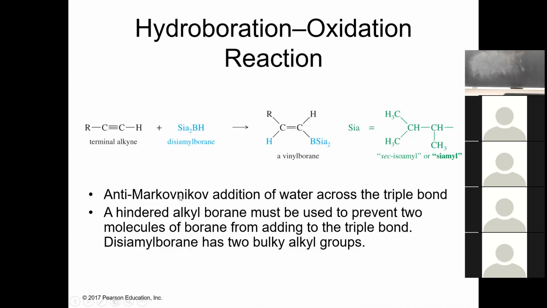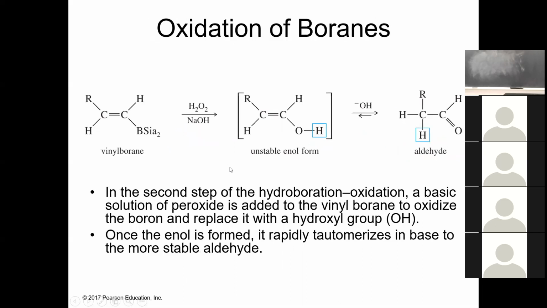The idea here is to make this borane really hindered. You attach these two bulky groups. And unlike BH3-THF, there's just one hydride equivalent, not three. If you were to use borane-THF, this would go all the way to the alcohol, which I guess is okay if that's what you want. If you want an aldehyde or ketone, then you'd use disiamylborane.